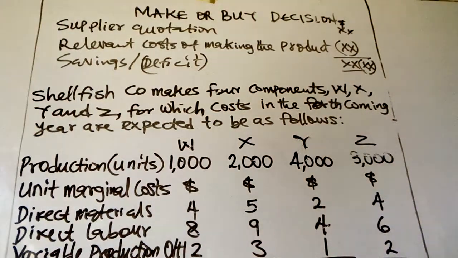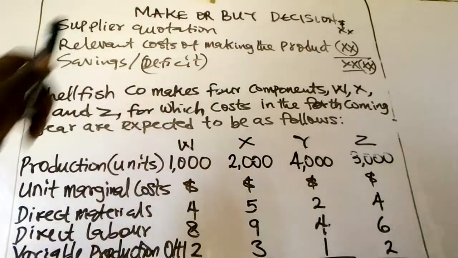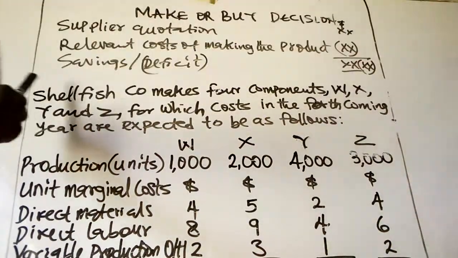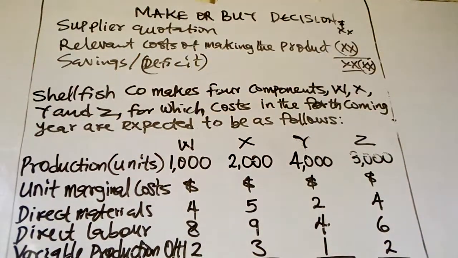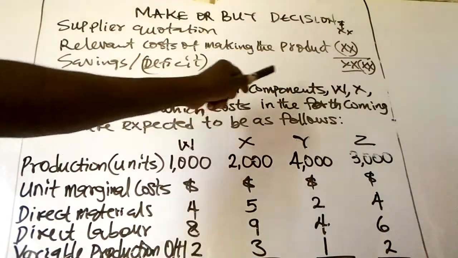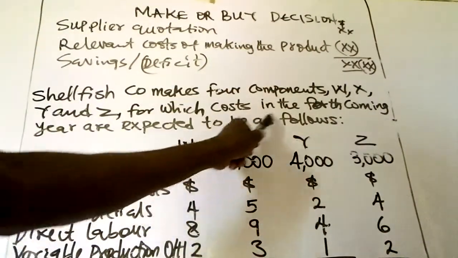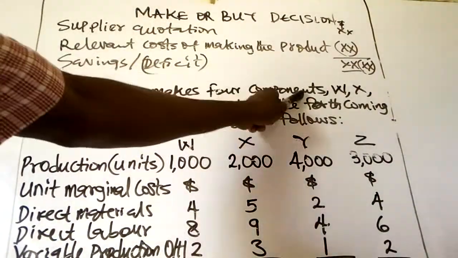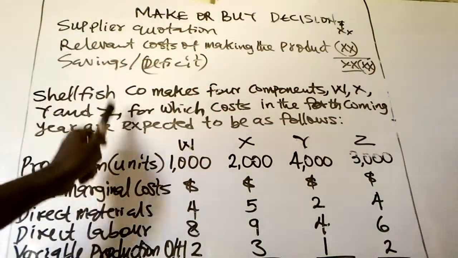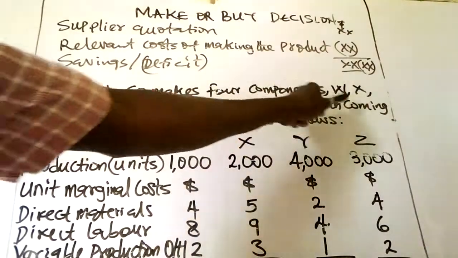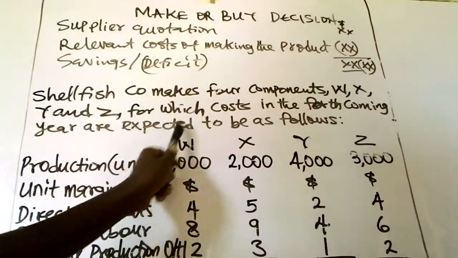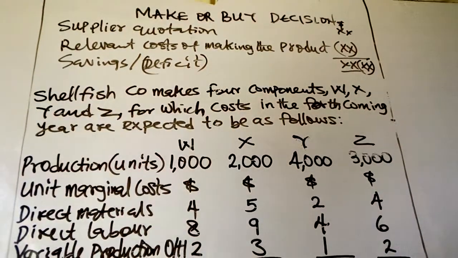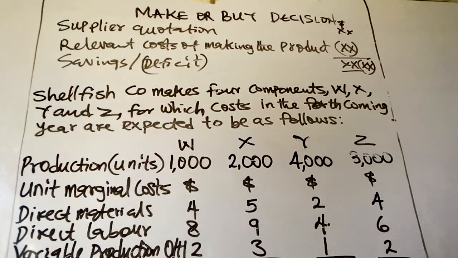So we want to take a question as a worked example. Shellfish Co. makes 4 components: W, X, Y, and Z, for which costs in the forthcoming year are expected to be as follows. This question is obtained from the ACCA study text by BPP.